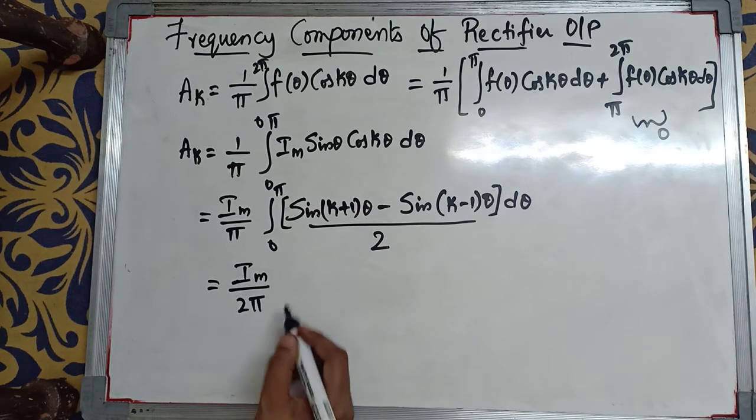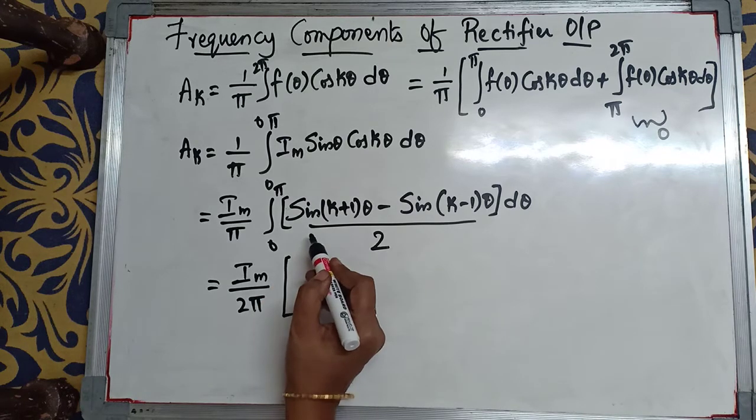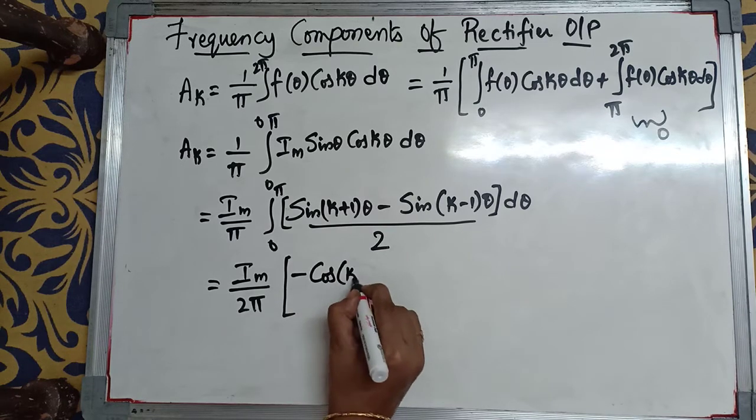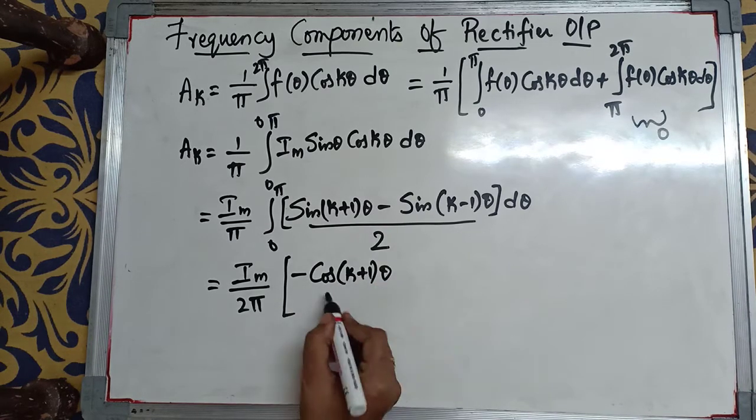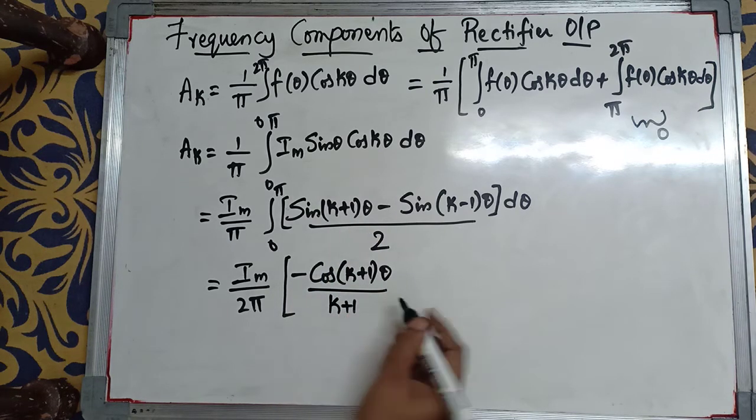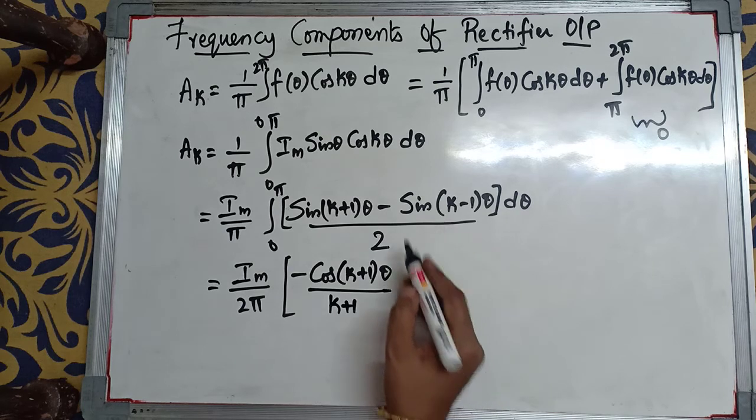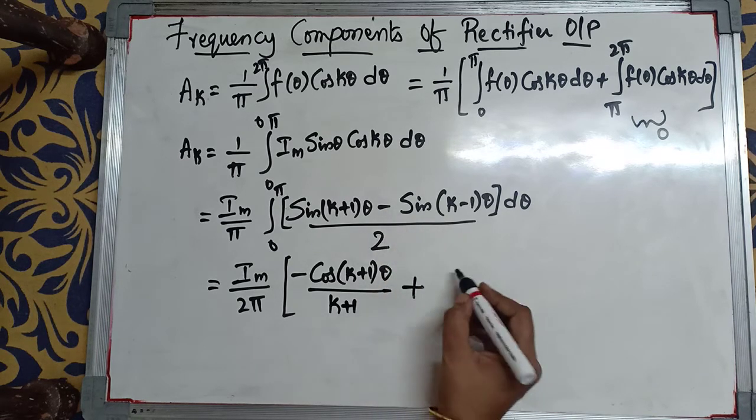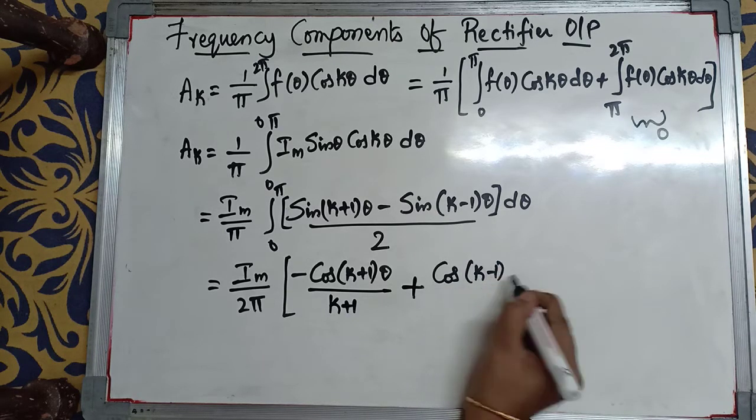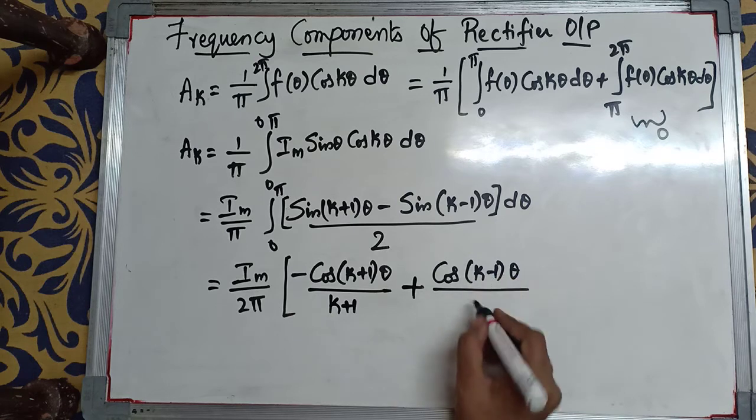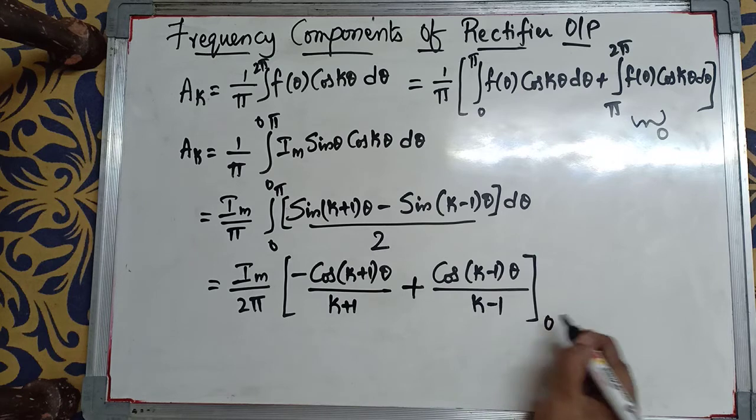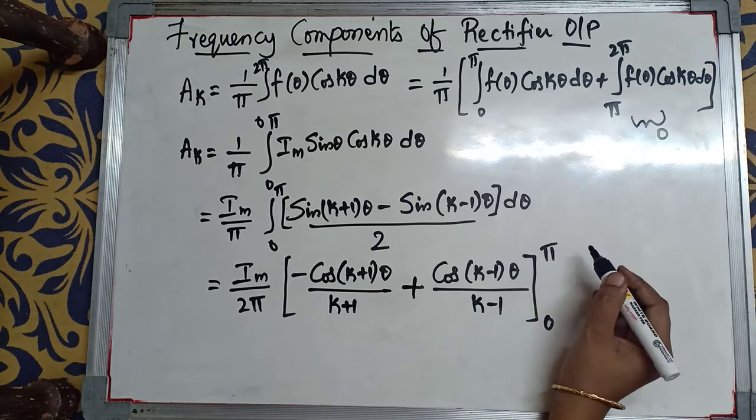So upon simplification we will get it as Im by 2 pi, where I take the 2 as a constant. Now sin theta integral is minus cos theta. So for this I will get minus cos k plus 1 into theta by integral of k plus 1 into theta, which is k plus 1. Then again sin integral is minus, minus into minus will become plus. So we get plus cos k minus 1 into theta by k minus 1. We have the limits from 0 to pi.